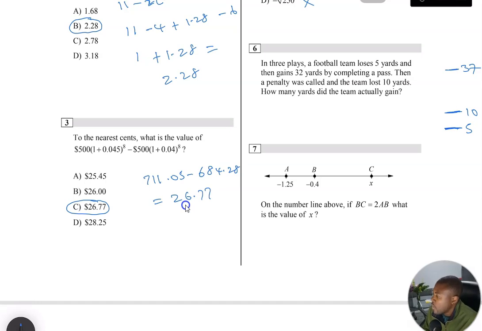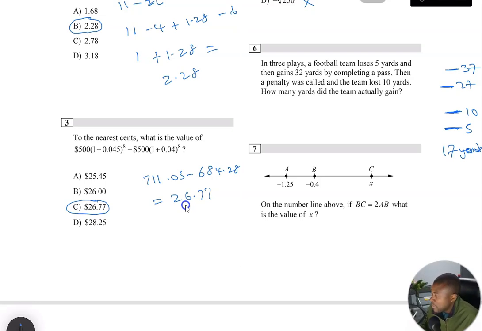So they move on to 37. Okay. So then a penalty was called and the team lost 10 yards. So they lost 10 yards from 37. So it's going to be 27. So the question is, how many yards did the team actually gain? So remember your reference point where they started off from, and that's 10. And now they are at yard 27. So what have they gained? They've gained 17 yards. How did I know? 27 minus 10. That's 17 yards. All right. So that's the correct answer.